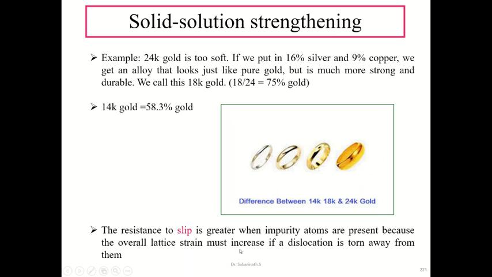So the resistance to slip is greater when impurity atoms are present, because the overall lattice strain must increase if a dislocation is torn away from them. So the resistance to slip increases with the addition of the impurity atoms, and if the dislocation is torn away from them, the lattice strain must increase.